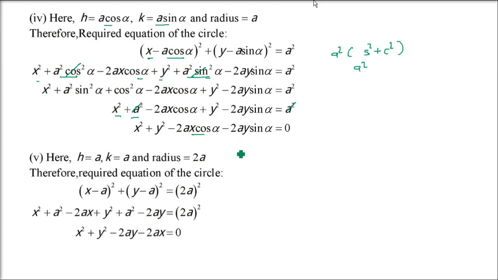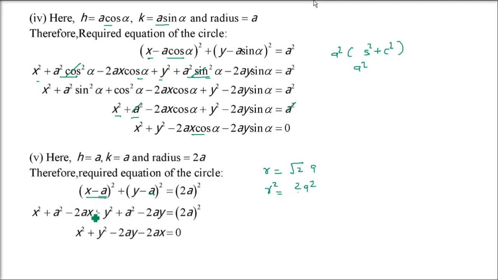The next one is the center is (a, a) and radius is root 2 a. So put h and k as a, and the radius is root 2 a. So just put this square. r square will be root 2 whole square, which is 2, times a square. So this is 2a square.